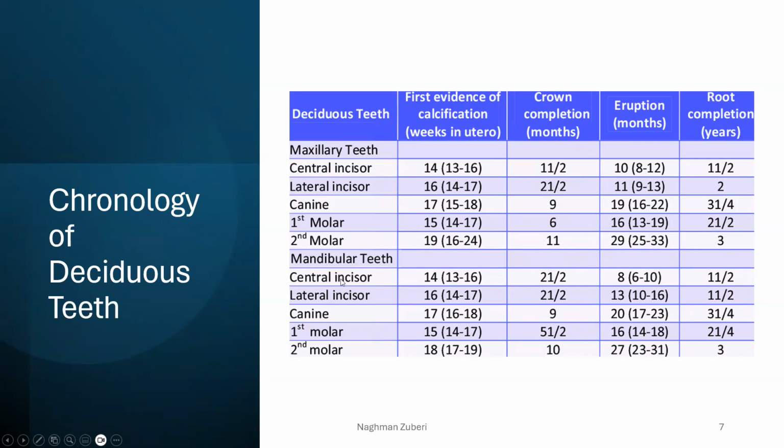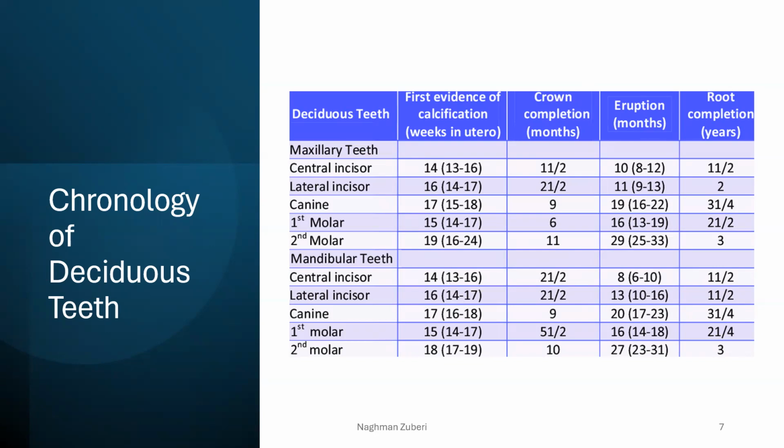When we look at the mandibular teeth, the central incisor has the first evidence of calcification almost the same as the upper central incisor, at 14 weeks, with a range of 13 to 16 weeks in utero. Crown completion is at 2.5 months, and eruption is at 8 months on average, with a range of 6 to 10 months. Root completion is at 1.5 years.